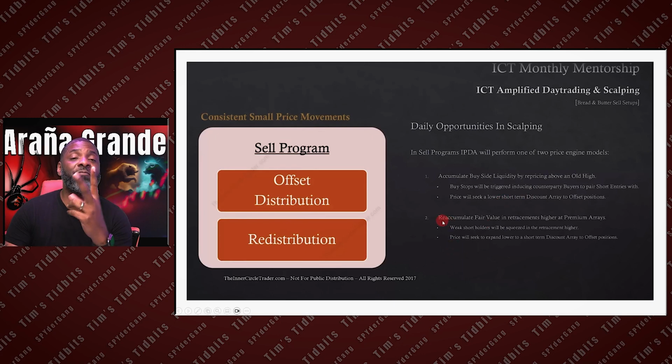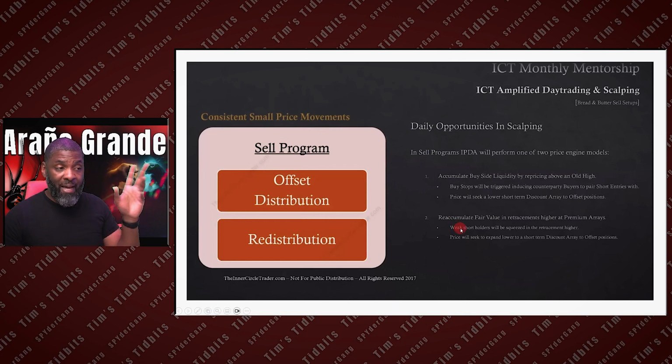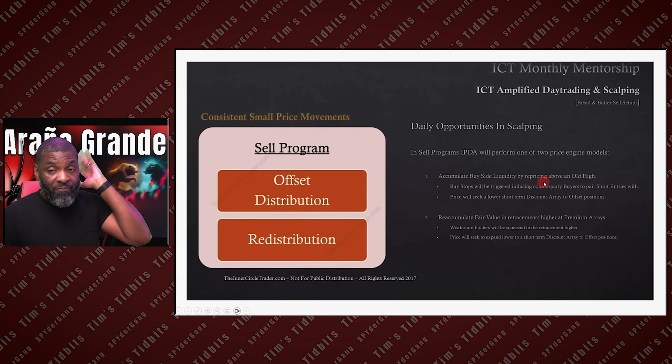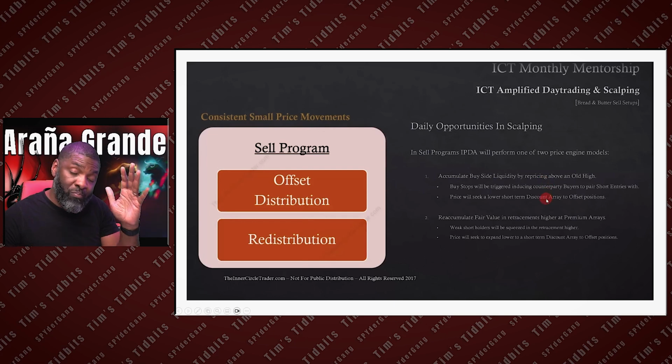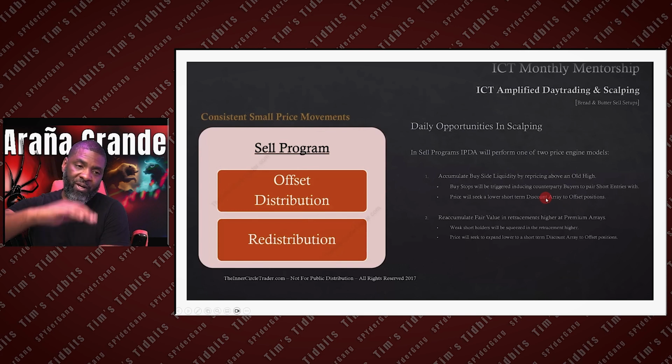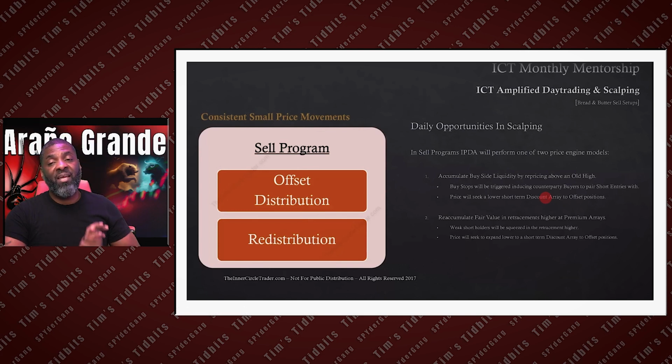Now, the key difference between the sell program and the buy program is the name. In the buy program, you've got offset accumulation and reaccumulation. In the sell program, you've got offset distribution and redistribution. Everything else is pretty much the same, except you're running highs instead of running lows, and you're retracing back to bearish fair value gaps instead of bullish fair value gaps. You're retracing to premium arrays instead of retracing to discount arrays.